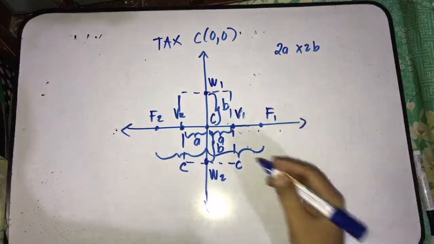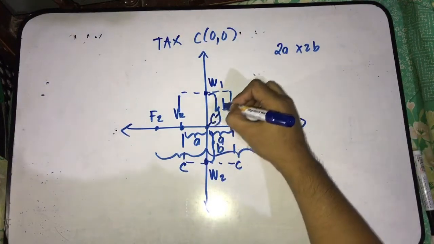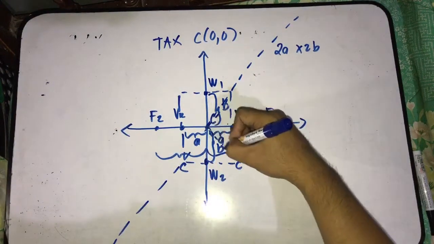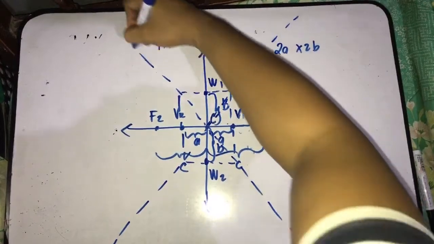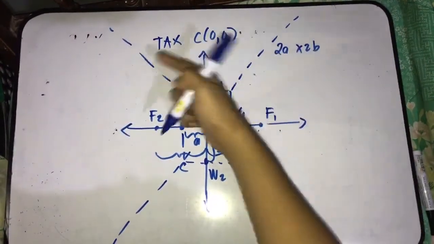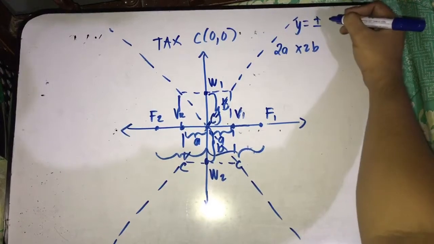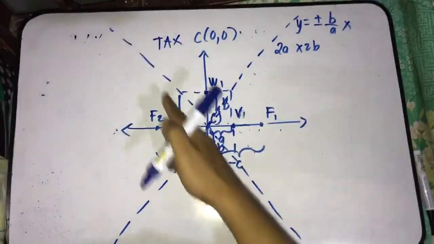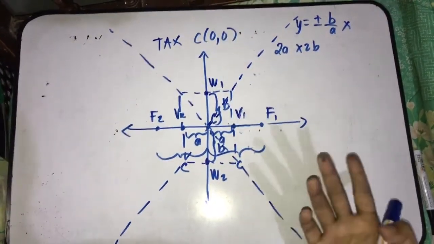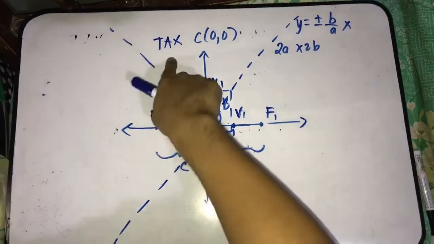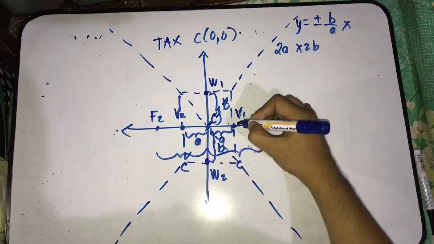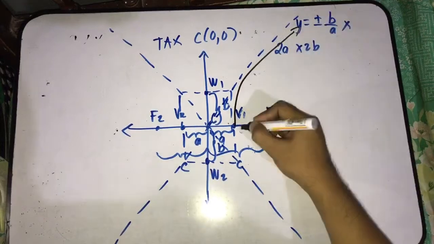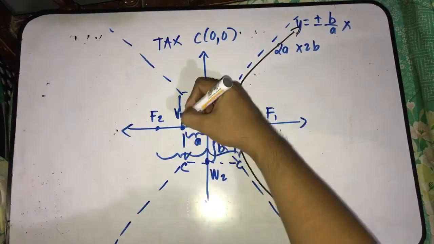We call this rectangle the auxiliary rectangle because the diagonals of the auxiliary rectangle will serve as the asymptotes of the hyperbola. The auxiliary rectangle contains the sides 2a and 2b, where 2a is the length of the vertices, and 2b is the length of the co-vertices. And this is now the asymptotes. Again, the diagonals of the rectangle will serve as the asymptotes of the hyperbola.